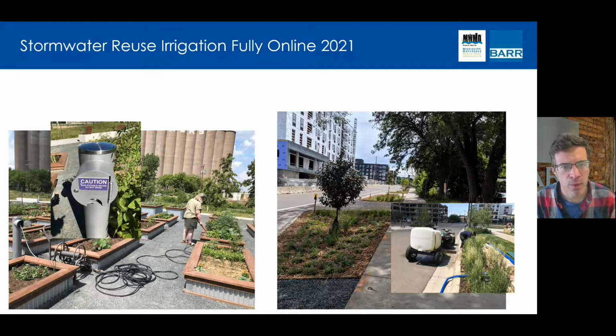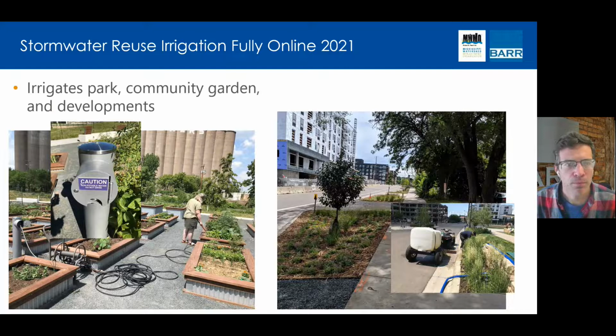I believe in 2021, the first full year of it being online, we used a couple 100,000 gallons of water. And 2021 was a drought year, a significant drought year, worst in a couple decades in Minneapolis. And really, this neighborhood was kind of an oasis of green because we had such a good amount of water stored for reuse.